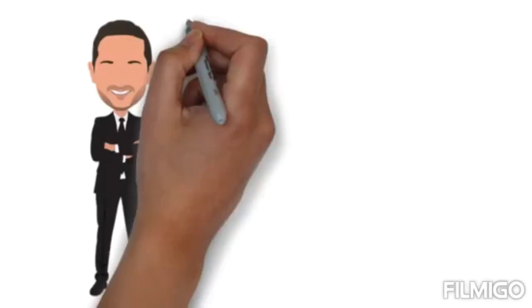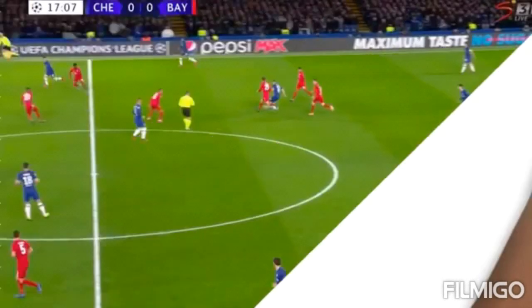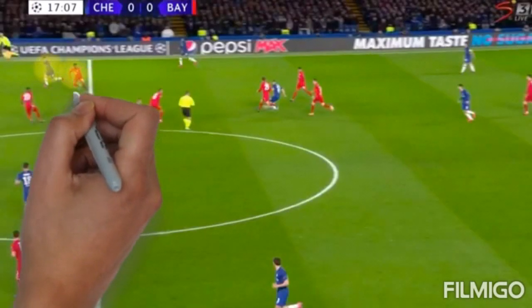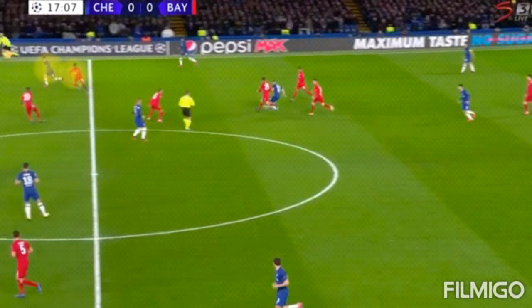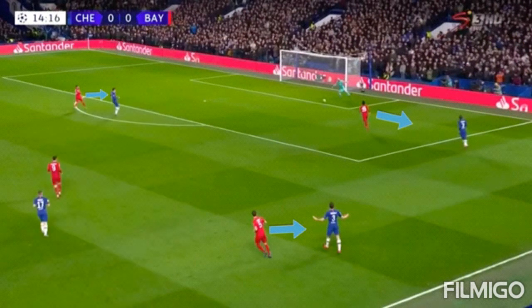In possession, Chelsea's shape resembled a 3-4-3 with Mount and Barkley playing as inside forwards. Mount positioned himself a little higher up the pitch on the right side and looked to make runs in behind Davies, where he did have some success, with Chelsea looking to play direct passes over the top of the Bayern back line.